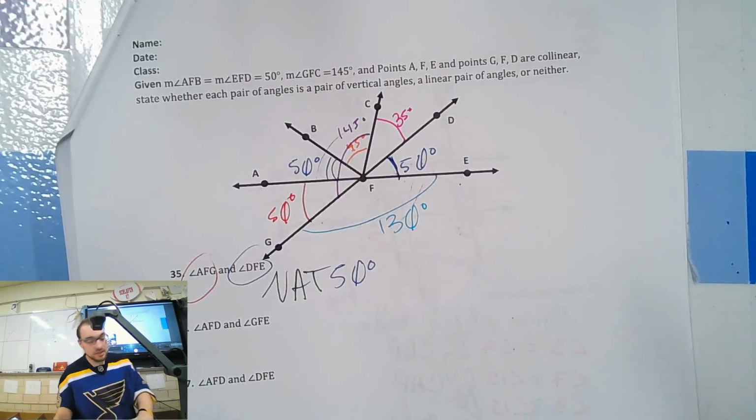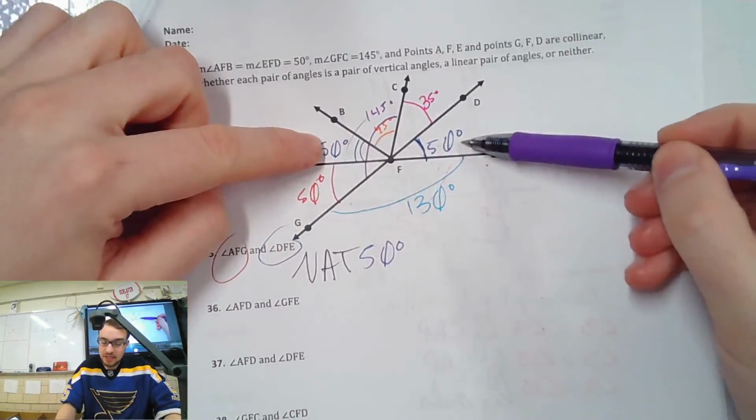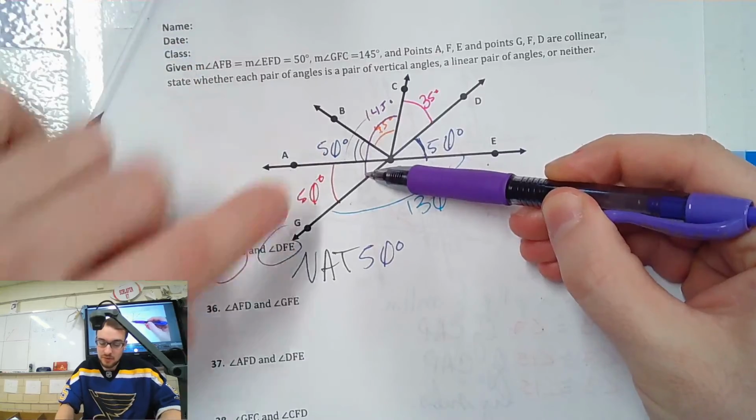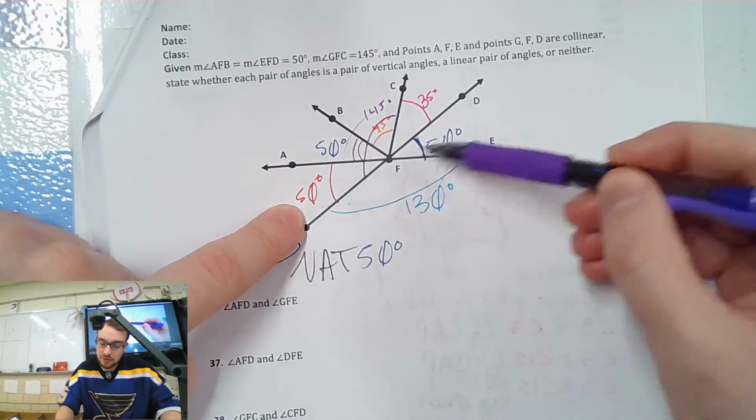This one. This diagram, they give you that these two are 50 and that this is 145. So when this asks about these two angles, well, they're vertical, so they're both 50.